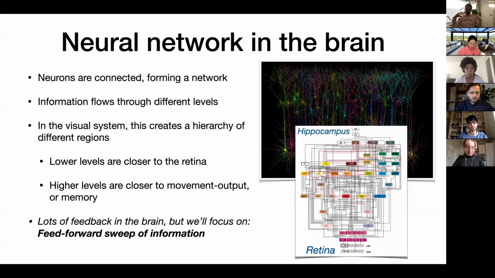So that's the idea. We have a neural network that's connected. It has layers. These definitely exist. And for our artificial neurons, we'll think about this being just a bottom-up sweep, and that there is no more complex communication between these different layers, although in the biological system that definitely does exist.